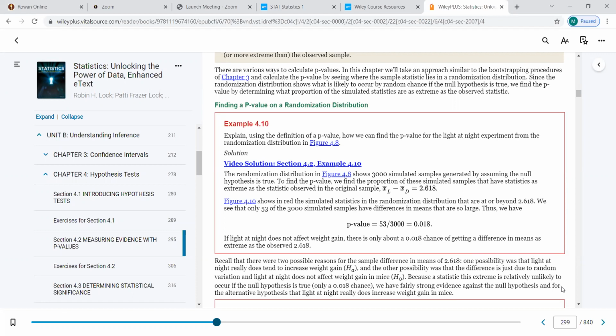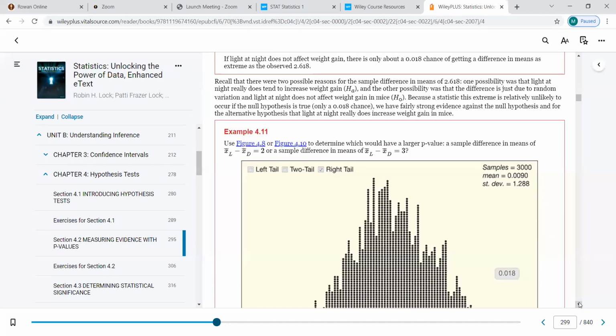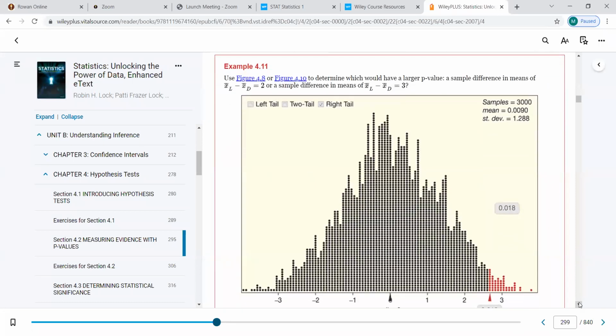Now, we're going to get even more specific a little bit later, and we're going to compare the p-value to another number. I haven't told you what that number is yet, but I want you to get an idea of what the p-value is first. All right. Here's another one here.